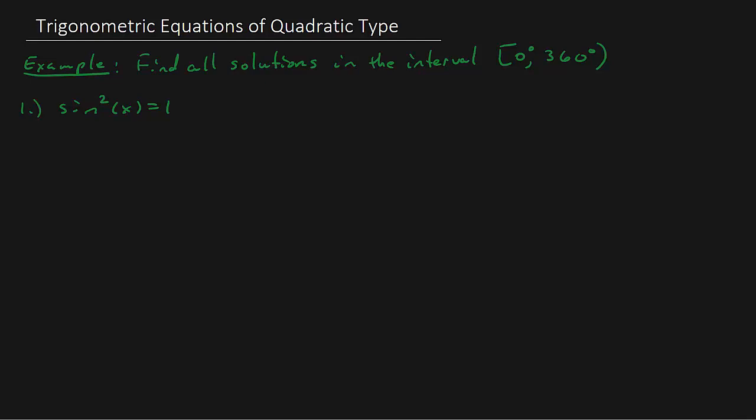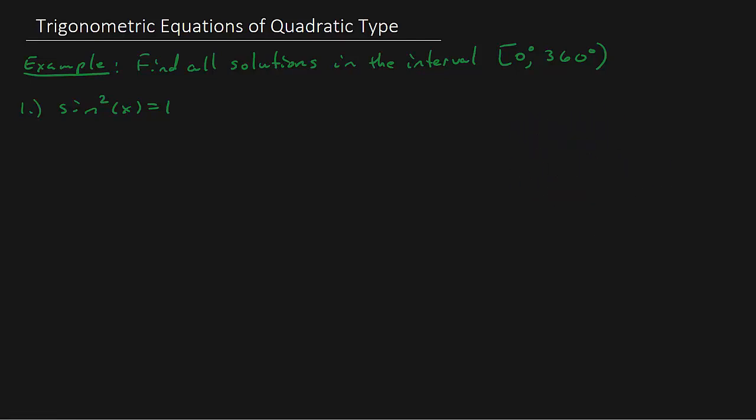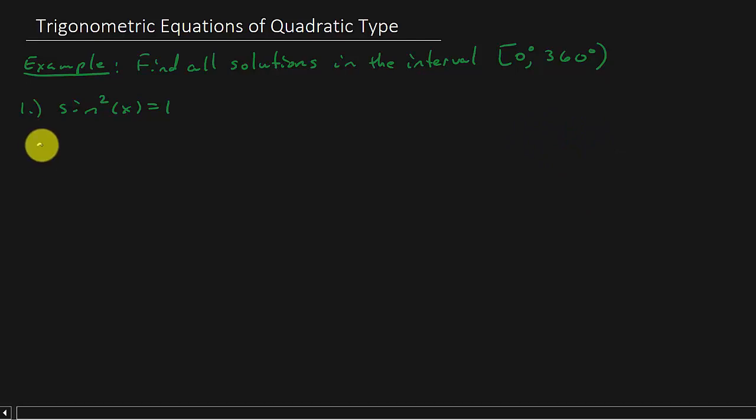All right, so I've got sine squared x equals 1. So this is the square root property. This goes back to college algebra, when you had something like x squared equals 9, then x is equal to plus or minus the square root of 9, which is plus or minus 3. That's what we're using here, the square root property. So sine x is equal to plus or minus 1, so sine x equals negative 1, or sine x equals positive 1.